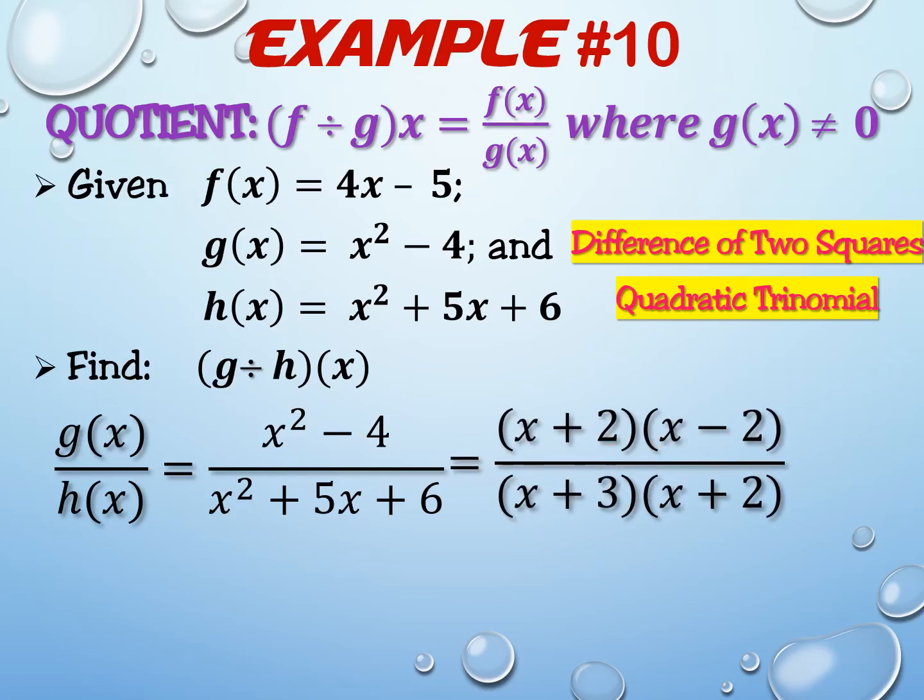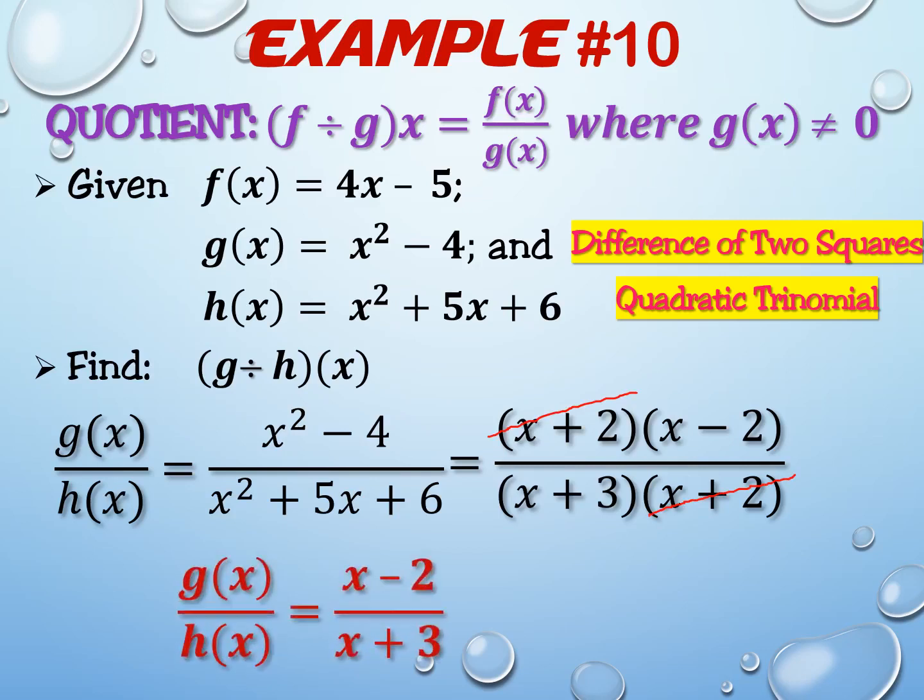Okay, you will notice that there is a common factor which is x plus 2, so we can cancel out one in the denominator and numerator. So that will be equal to 1, and the remaining factors will be your final answer. So therefore, you have g of x divided by h of x is equal to x minus 2 over x plus 3, where x should not be equal to negative 3, so that the function will not be undefined. Okay, so I hope that is clear. You just have to review again the methods of factoring. Okay? Is that clear, guys?